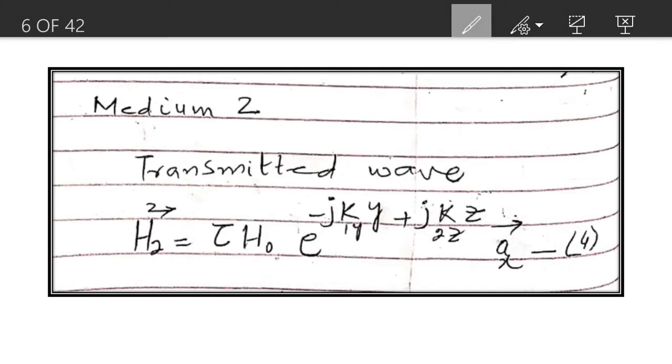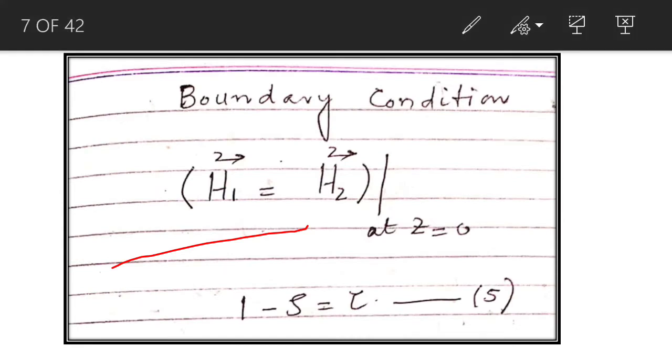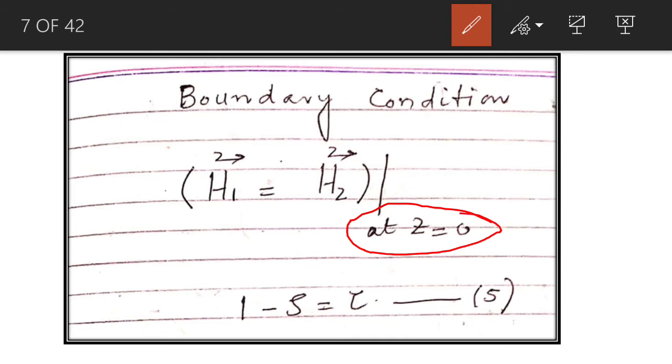So we apply the boundary condition, and according to the boundary condition, the tangential component of H1 will be equal to the tangential component of H2. Why? Because whenever a wave travels from one medium to another medium, the tangential component of the wave does not change. However, the normal component of the wave changes. So H1 is in terms of Z and H2 is in terms of Z as well. So we say that this boundary condition will be valid at Z equal to 0.